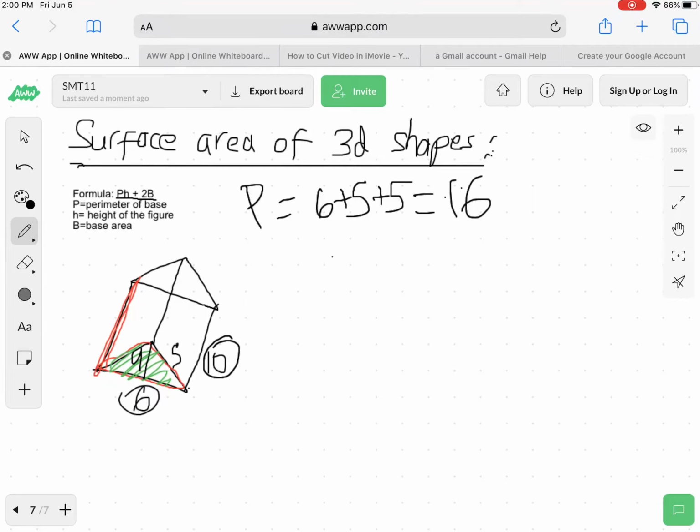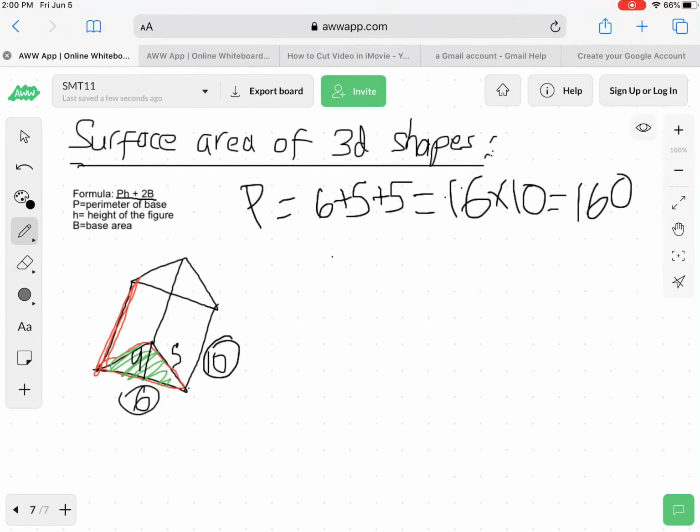So if you look here, it says Ph. So that means you have to multiply the perimeter, 16, times the height, 10. So that part would give us 16 times 10, 160. So we have the first part of the formula calculated. Now let's move on to the second part, 2B.